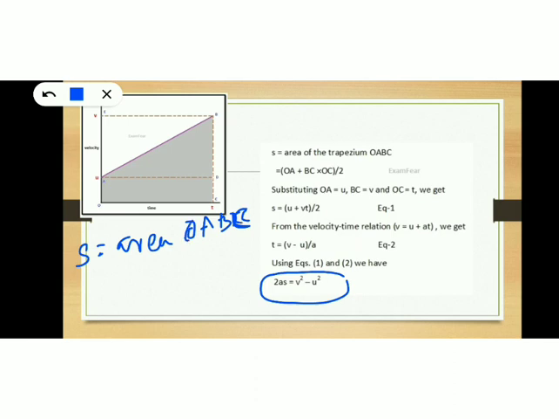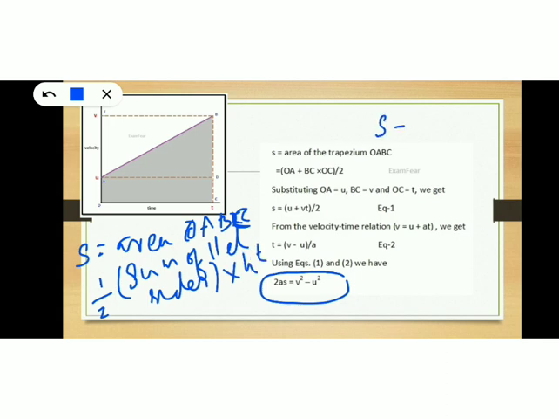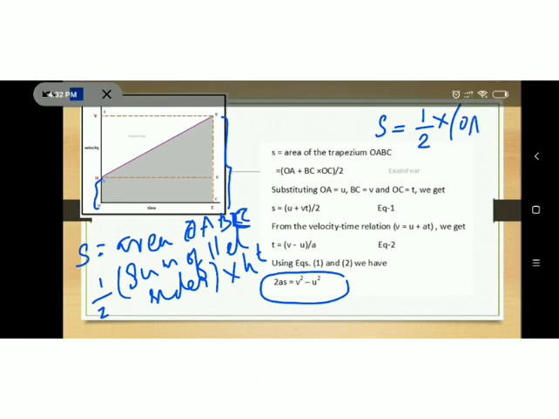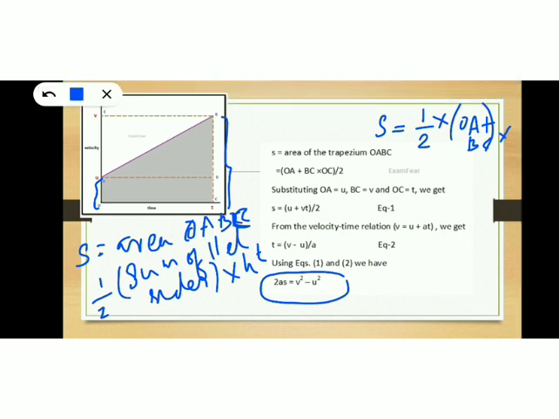Now what is the expression to find out the area of a trapezium? Area of a trapezium is half into the sum of parallel sides into height, isn't it? So our displacement S is equal to the area of trapezium OABC, and area is half into the sum of parallel sides. Which are the parallel sides here? OA and BC are the parallel sides. So the sum of parallel sides will become OA plus BC, into height. What is the height or base of the trapezium? That is OC.